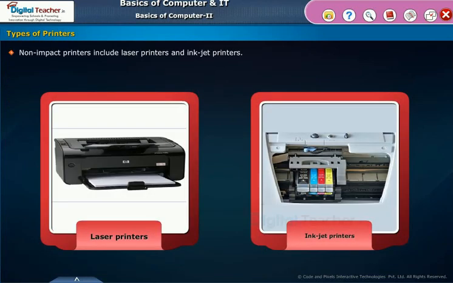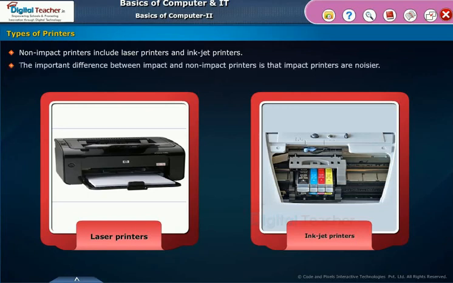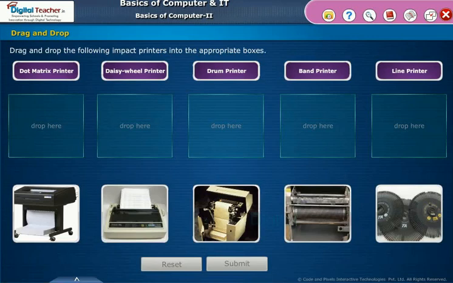Non-impact printers include laser printers and inkjet printers. The important difference between impact and non-impact printers is that impact printers are noisier. Drag and drop the following impact printers into the appropriate boxes.